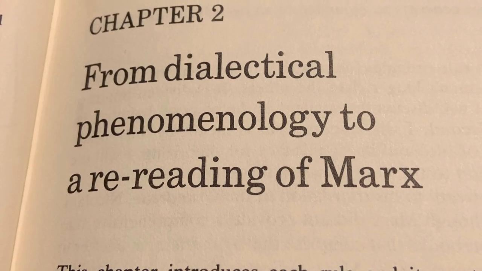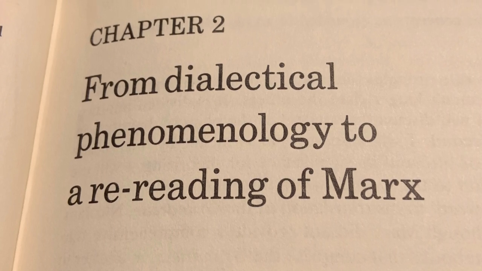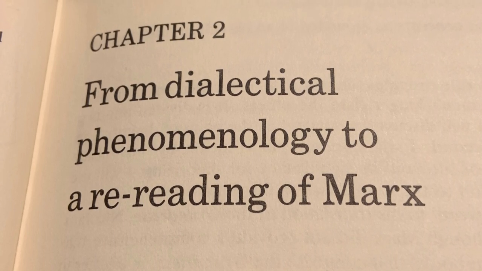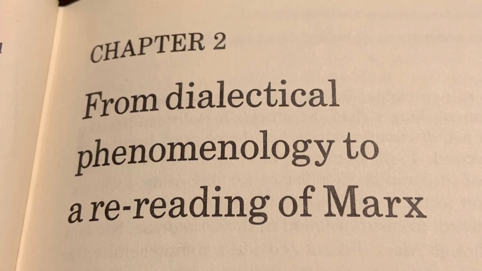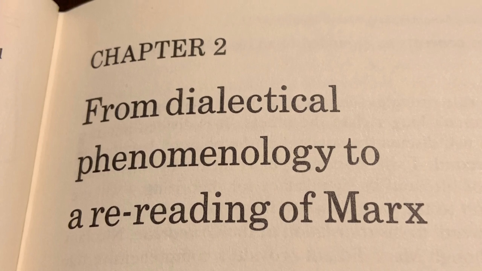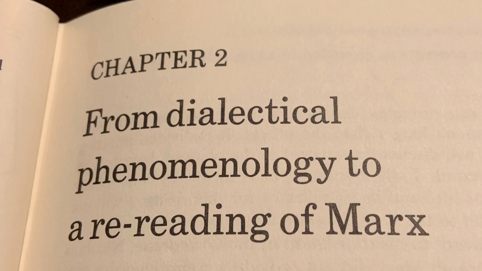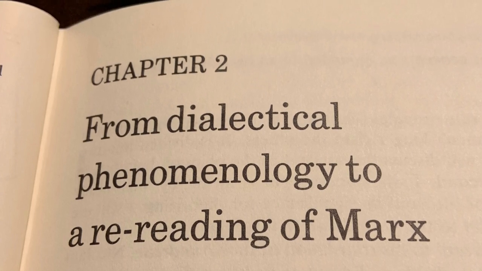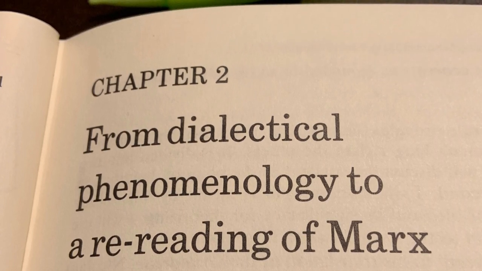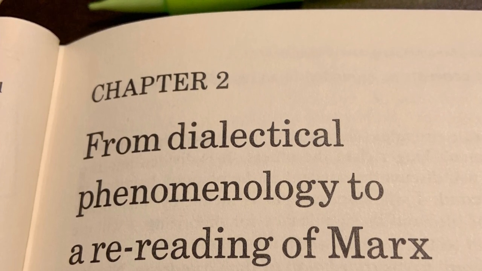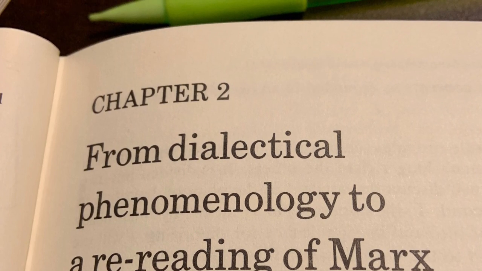The second chapter we're going to be looking at is called From Dialectical Phenomenology to a Rereading of Marx. And this chapter deals with the four rules that were mentioned at the end of chapter one. So the first rule, given that it's the principle of analysis as stated, is the one that's going to get the most attention. One of the things that is emphasized is that the first two rules are the phenomenological rules, and the last two rules are the dialectical rules.